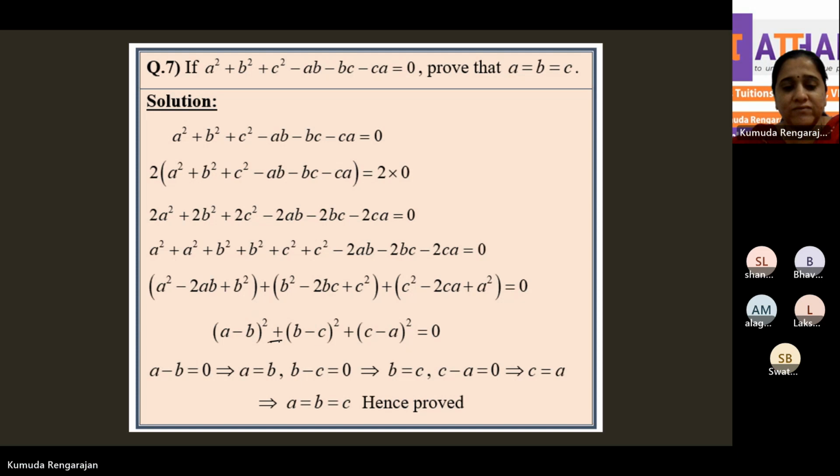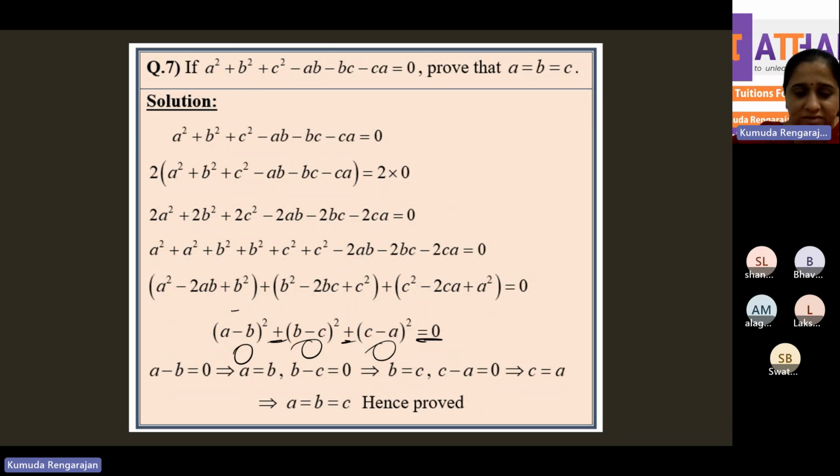When will the sum be 0? Only when (a minus b) the whole square is 0, (b minus c) the whole square is 0, and (c minus a) the whole square is 0. Then only 0 plus 0 plus 0 is 0. Supposing it's positive, like 9 here, 16 here and 0 here, the total will not be 0. So this has to be 0, this has to be 0, this has to be 0.